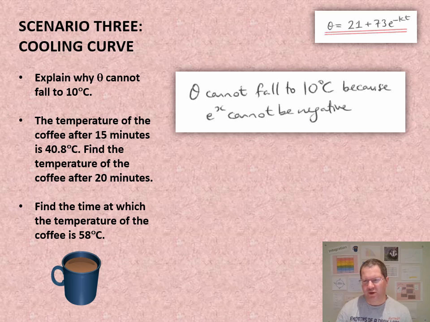But if we also look at the equation, theta equals 21 plus 73 e to the minus kt, if we were to substitute theta as 10, then e to the minus kt would equal (10 minus 21) over 73, which would be a negative number, and e to the x cannot be negative, and hence theta cannot get to 10.